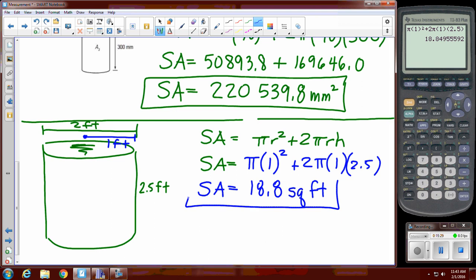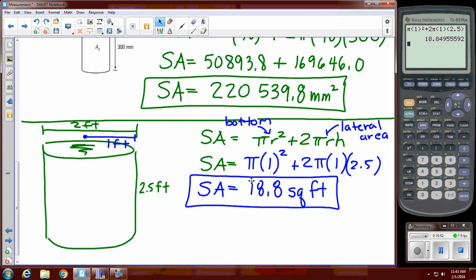square feet. Now remember, we're saying we don't have a top on this garbage can. It's just open, there's a bottom, and the lateral area around the outside. So this talks about the lateral area, and this talks just about the bottom, because in this example, we're not putting a top on our garbage can. So you always have to read the question and see what the question's asking you to find.